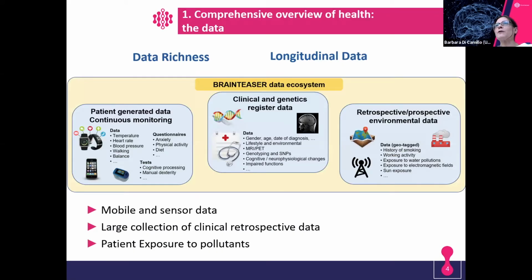So let's start from the first challenge, the comprehensive view of health. Well, this view is based on a comprehensive use of data. So we cannot forget that we need a rich data set and longitudinal data set. So we need to take into account the dynamic aspects of the disease progression. And we want to include mobile and sensor data collected directly from patients using mobile phones, apps, and simple sensors. We want to use a large collection of clinical retrospective data, and we want to use both retrospective and prospective environmental data, because this allows us to compute the exposure of patients to pollutants, so the exposure in space and in time to different pollutants.